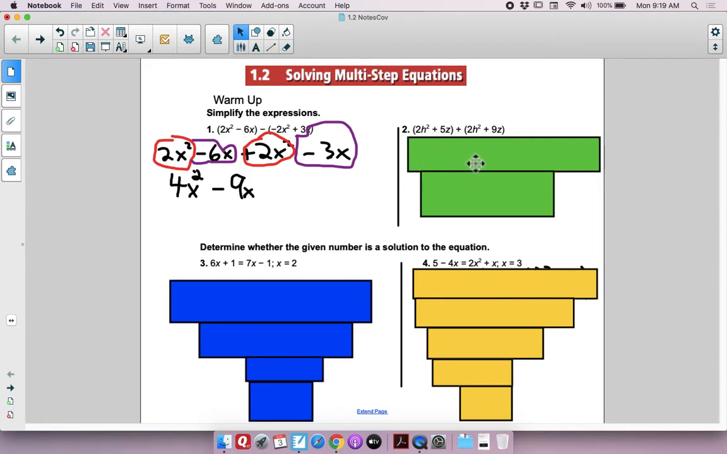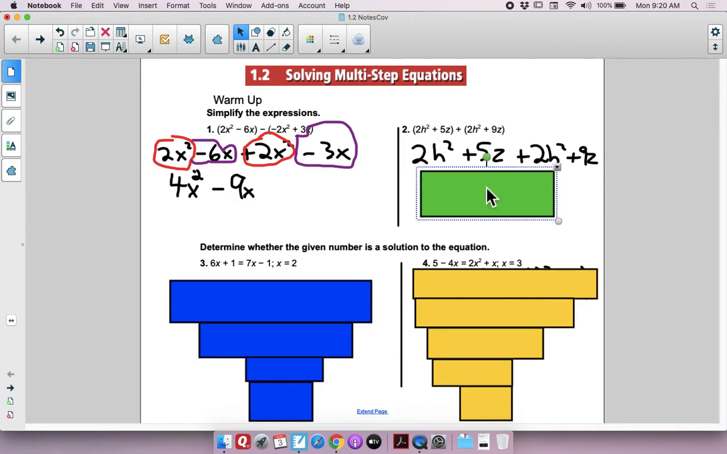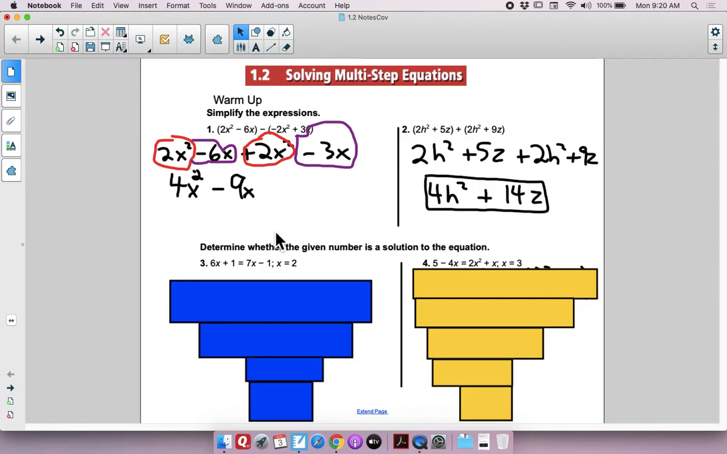Okay, try this one. On this one, we're distributing a positive 1 there. So basically, we can just get rid of the parentheses. Combine your like terms. 2h squared and 2h squared make 4h squared. 5z and 9z make 14z. Okay, 3 and 4. Determine whether the given number is a solution to the equation. So basically, what we need to do here is plug in x equals 2, or 2 in for x here, and see if it balances. And let's see if that does happen. So give those a try.